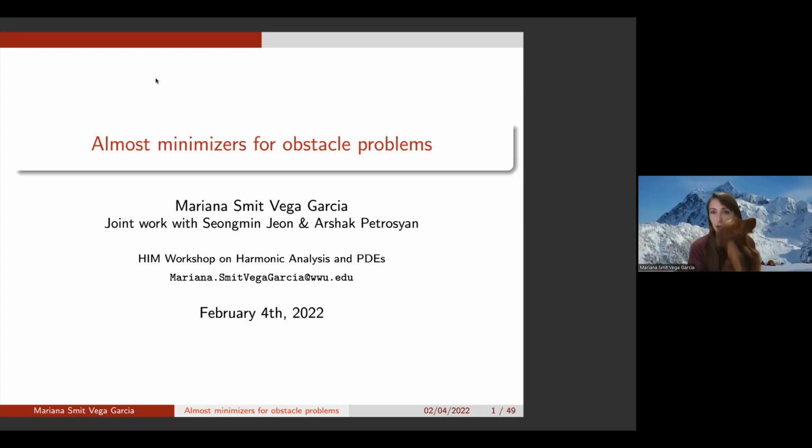I apologize, I have a little dog here at home who has just seen a squirrel. So very exciting, much more exciting than the almost minimizers, I guess.